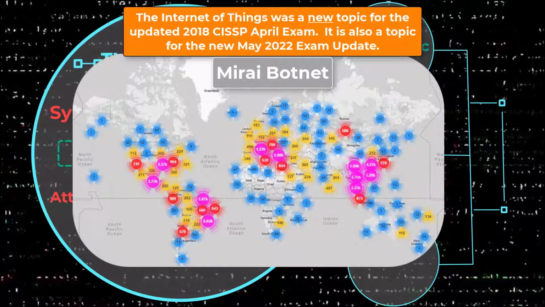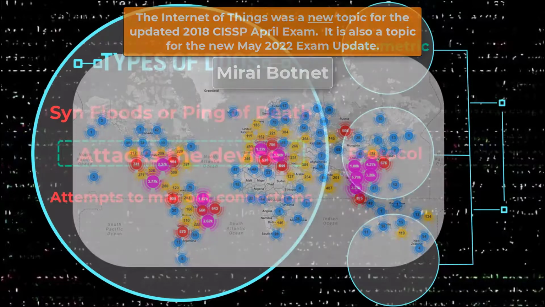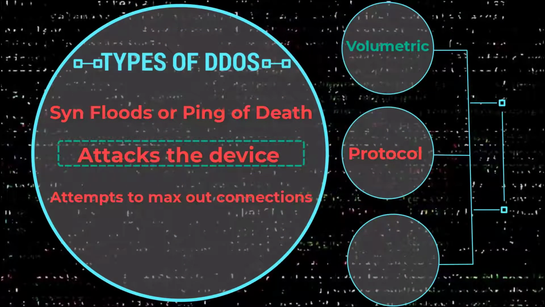Okay? So a protocol DDoS attack is trying to destroy the availability of a specific device by maxing out their connections or another service like that. It tries to exploit vulnerabilities at layer 3 and 4 of the OSI model.